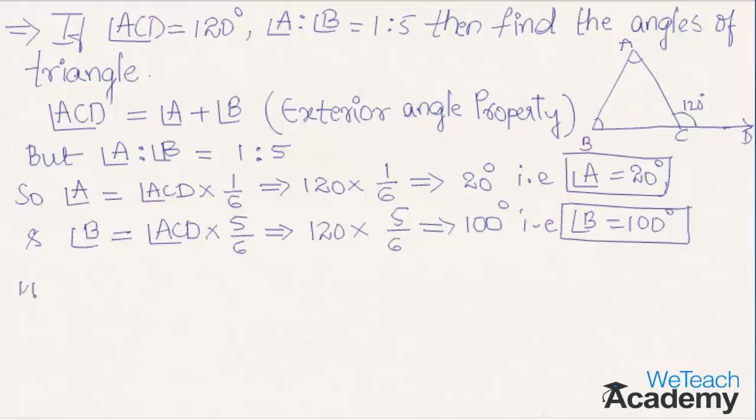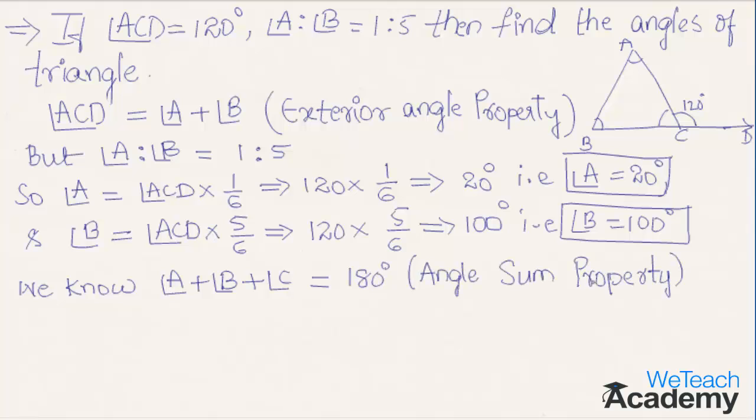We know angle A plus angle B plus angle C is equal to 180 degrees. That is nothing but the sum of angles of a triangle, 180 degrees. This property is called the angle sum property.